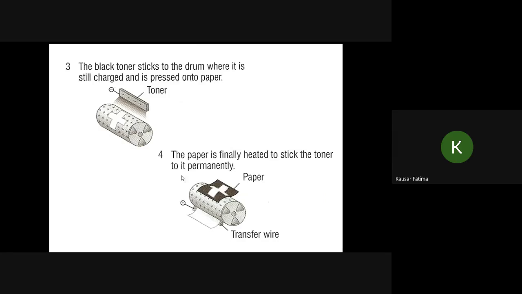Now the print of the paper will come on this other paper, and that paper will have the copy of the paper which was to be printed, and this is to be pressed so that the ink sticks permanently.